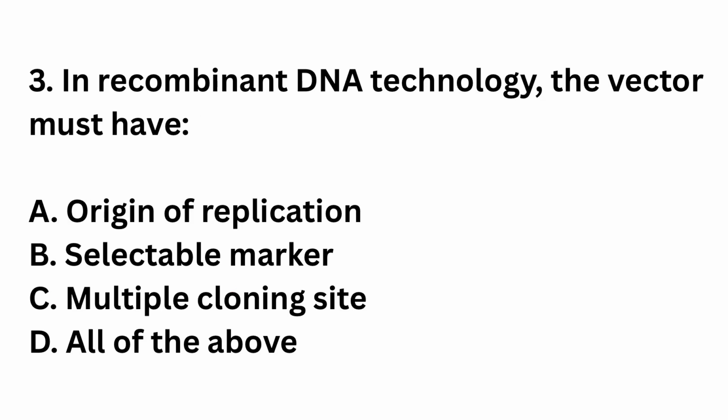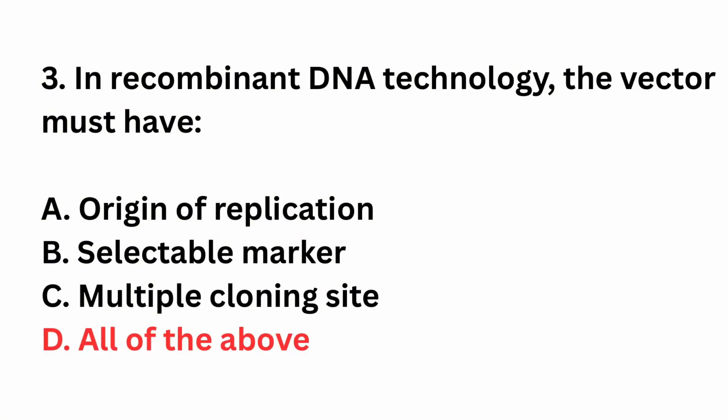Question number 3. In recombinant DNA technology, the vector must have origin of replication, selectable marker, multiple cloning site, all of the above. The right answer is option D, all of the above. A vector must contain origin of replication, selectable markers and cloning sites to allow replication and selection of recombinant cells.